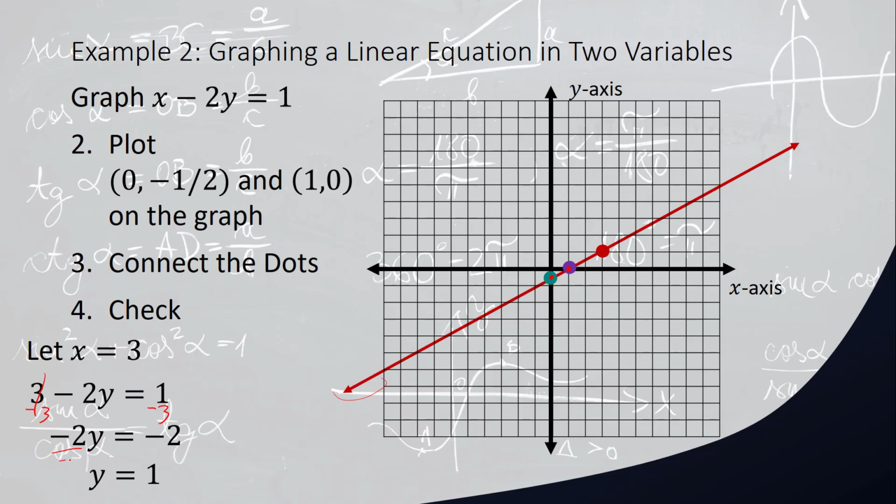We can divide both sides by -2, and we get that y is equal to 1, and that corresponds to the ordered pair of 3, comma 1, which is this point right here, which falls right on the line, so we know we are good to go.